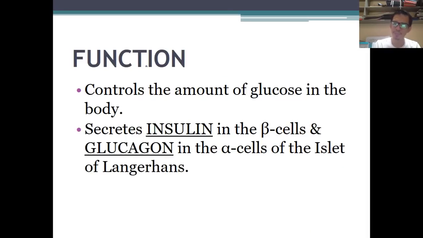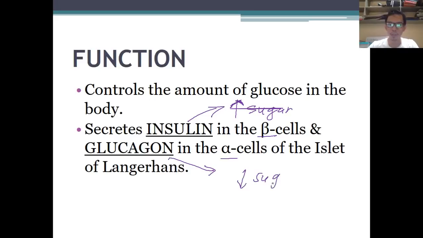Alright, so what is its function? Its function is to control the amount of glucose in the body. Basically, it secretes insulin in its beta cells, and it secretes glucagon in its alpha cells. Now, what's the difference between the two? If you have a lot of sugar, insulin is secreted. So if your sugar level is too high, then the insulin is secreted. Meanwhile, if your sugar level is too low, then the glucagon is secreted.